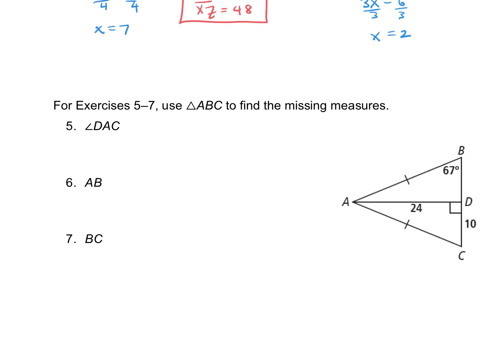All right, so for exercises 5 through 7, use triangle ABC to find the missing measures. So if we look at triangle ABC, we have a big triangle ABC, and then we do also have two smaller triangles in here, okay? First thing that I notice is we have two congruent sides. So triangle ABC, the big triangle, is an isosceles triangle.